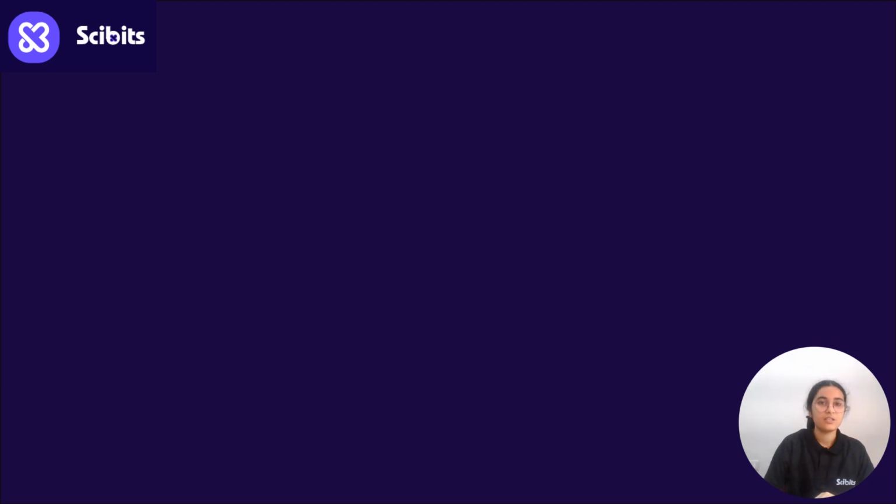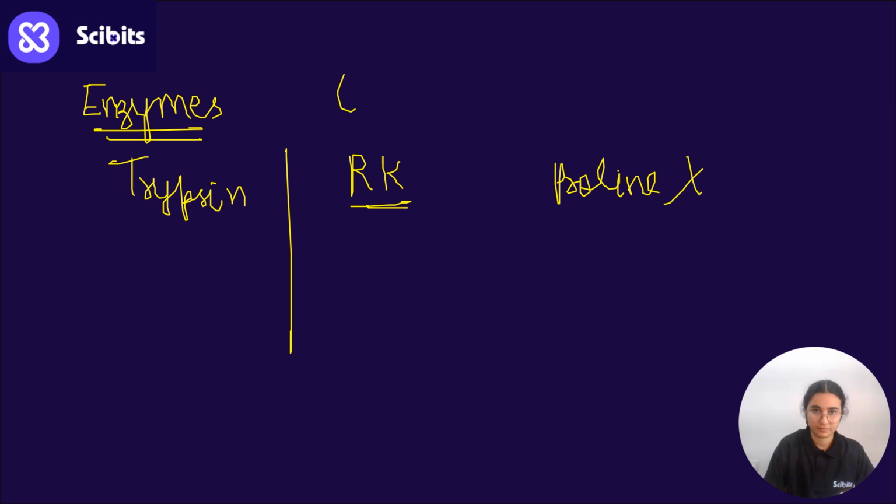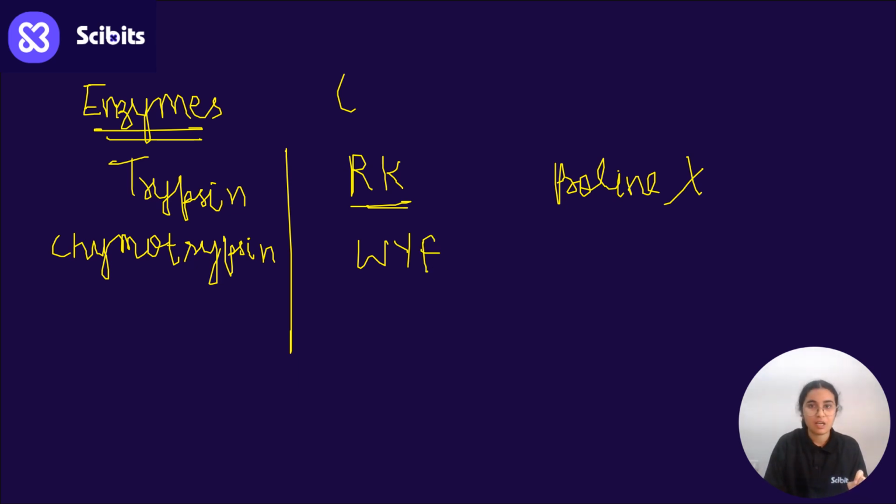Now let's talk about some of the endopeptidases, meaning the enzymes that cleave the peptide at a particular amino acid position. Trypsin cuts from the C side, the carboxylic side, at R and K, that is arginine and lysine, but it doesn't cut proline. There is chymotrypsin. This also cuts from the carboxylic side, but at W, Y, F: tryptophan, tyrosine, and phenylalanine. It also does not cut proline.